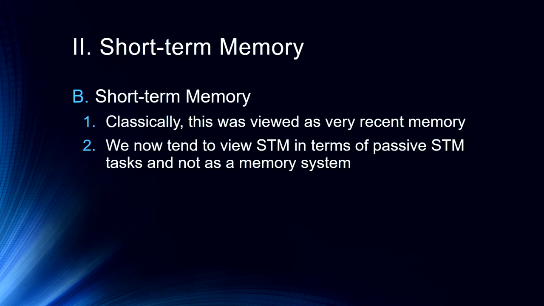George Miller, in his classic work on short-term memory capacity, really got us started as part of the founding of cognitive psychology. But we tend to view short-term memory from a science perspective as a specific kind of working memory task. So we refer to this as passive short-term memory tasks, not really as a memory system, but a short-term memory task that taps into a specific part of working memory. So digit span, which is one of George Miller's classic tasks that he used to discover the working memory capacity of 7 digits, right around there, is related to the capacity of what we call the phonological loop. And so we think about it as a passive short-term memory task and not an active memory task.